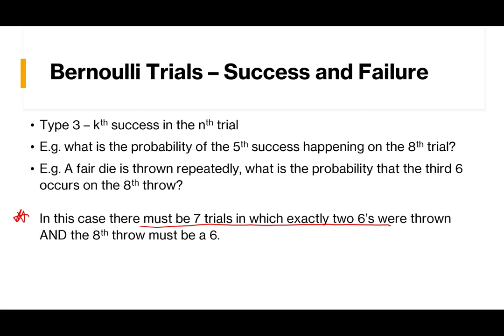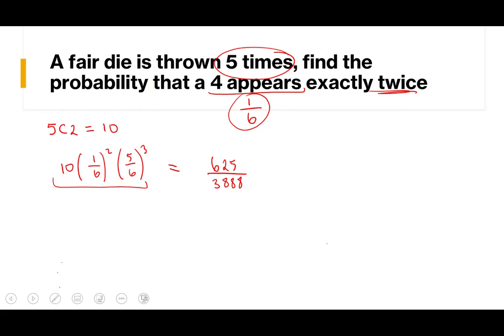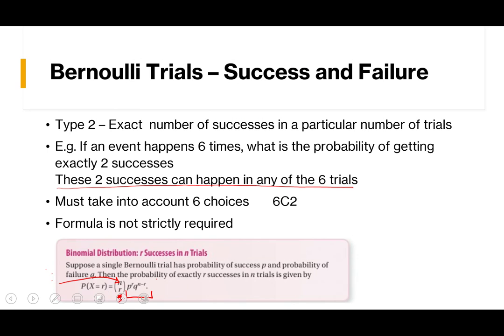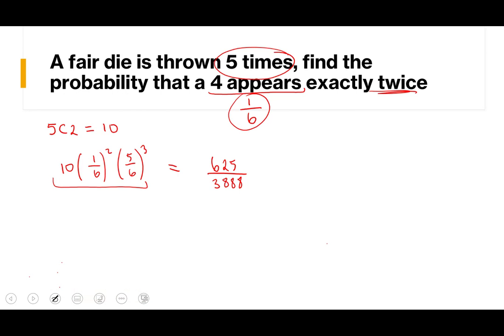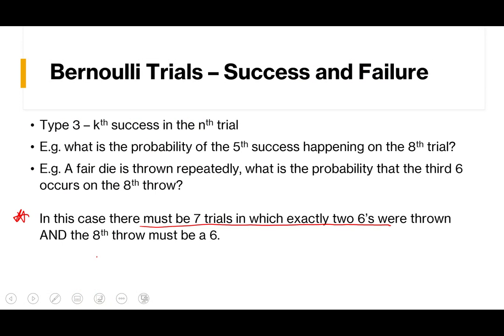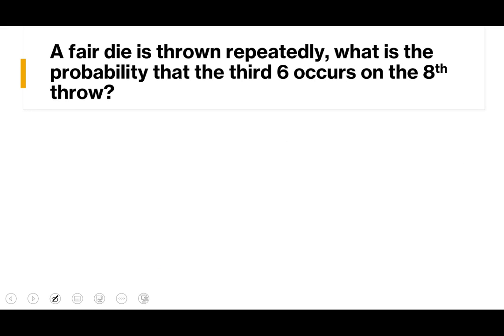So I'm actually going back to my type 2 here. Okay, where I have 2 successes in 7. So I can still use this formula here. Okay, so I've got 2 successes in 7, and remember, and in probability is always an 8, and the 8th one must be a 6.